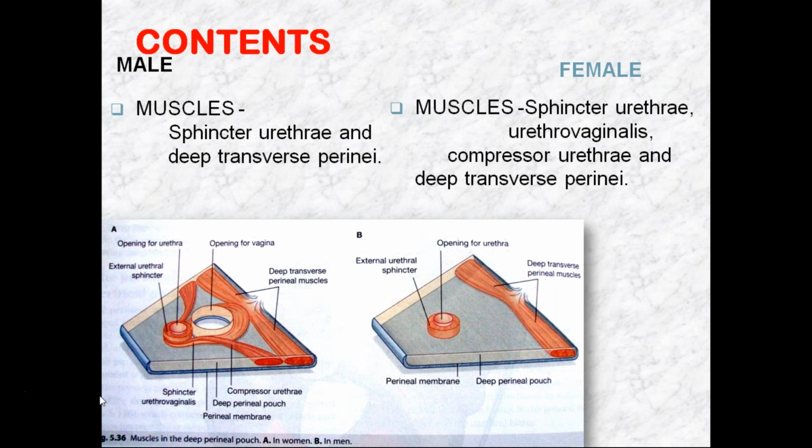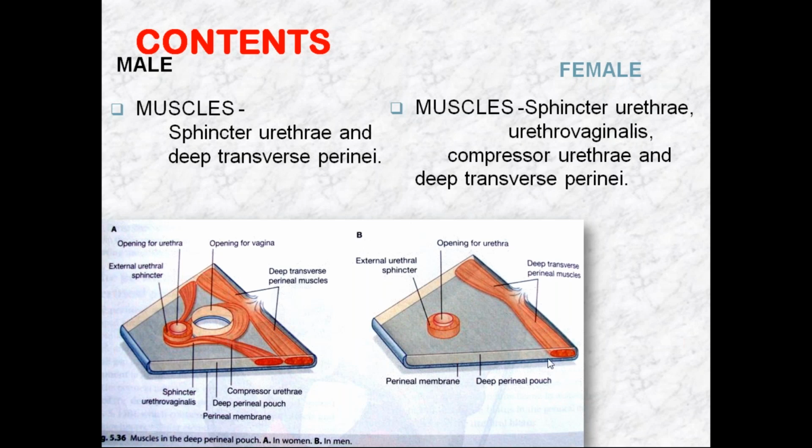So this is the three-dimensional diagram of deep perineal pouch. Here is a perineal membrane, right? So here sphincter urethrae and deep transverse perineae. Here is the sphincter urethrae and here is the deep transverse perineae.